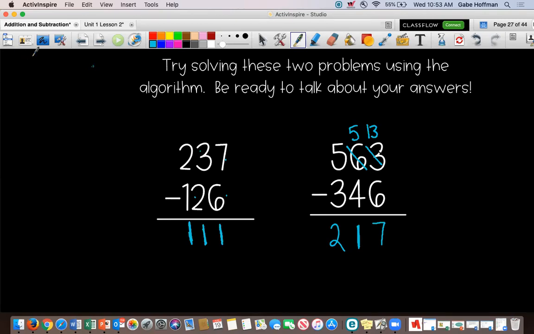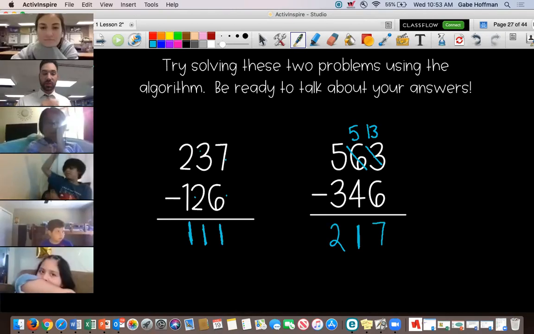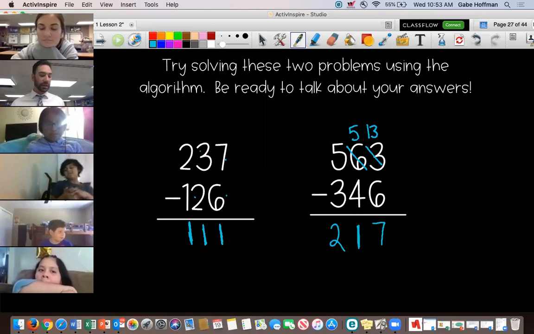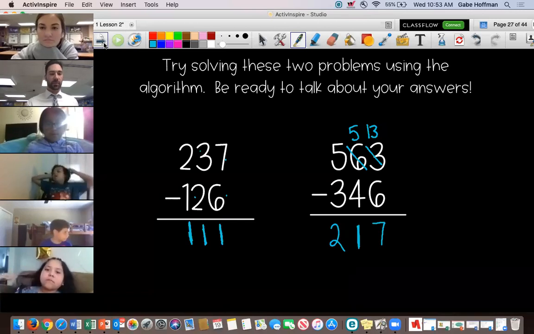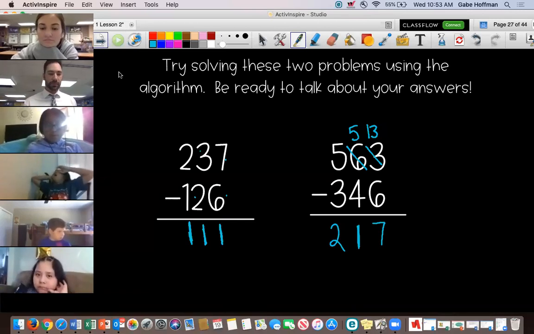So that's the standard algorithm. Like I said, you guys, if you don't fully understand it and you can't explain it, that's fine. Choose a different strategy. You don't have to use the algorithm just because that's the way you see problems a lot on paper, or just because someone else does it that way, okay?